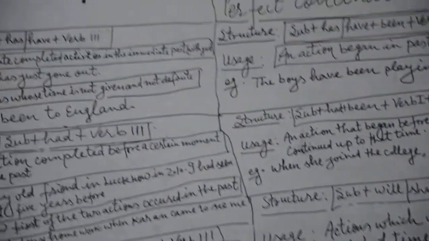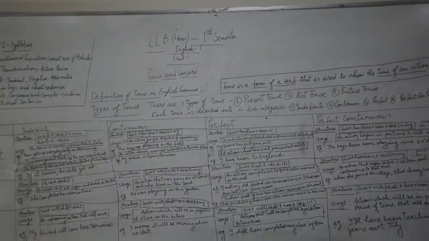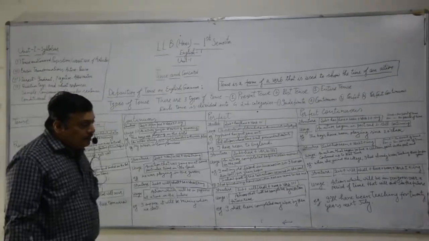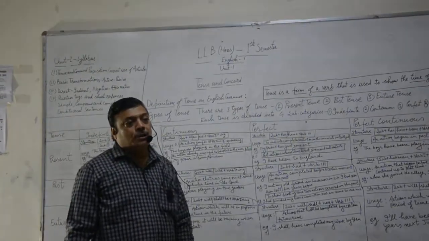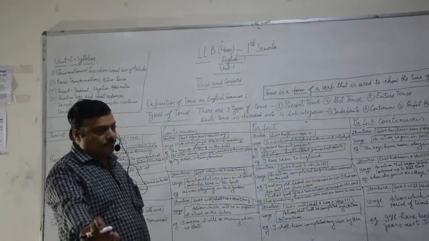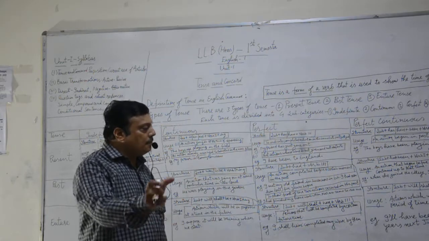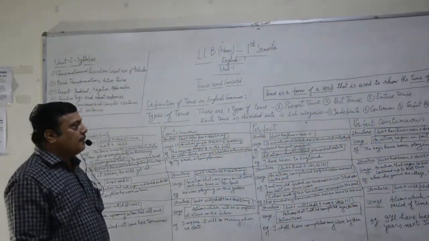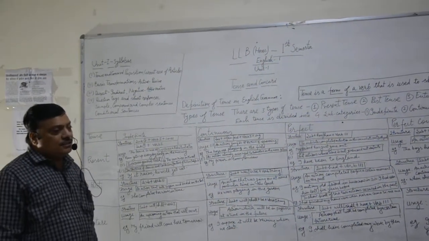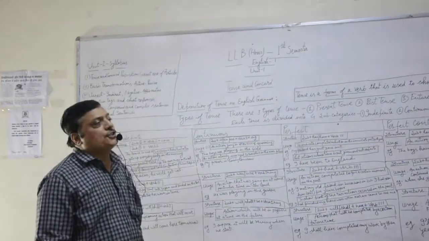So this was all about your tenses. And you know what is most important in tense? Always remember that tense is the form of a verb that shows the time of an action, whether the time of action is in past, present, or future. So always remember that tense is a form that shows the time of an action. That is all.